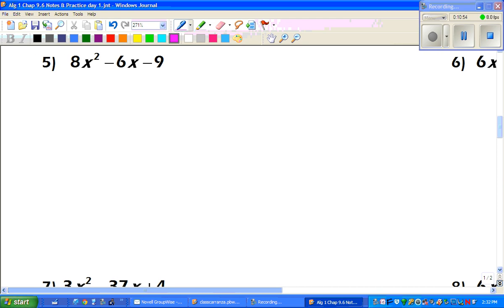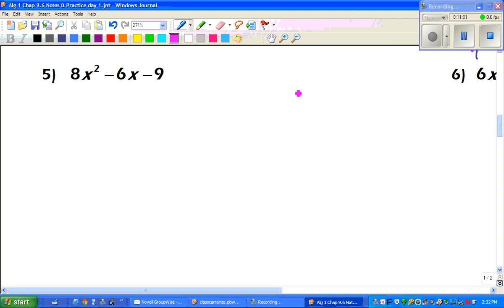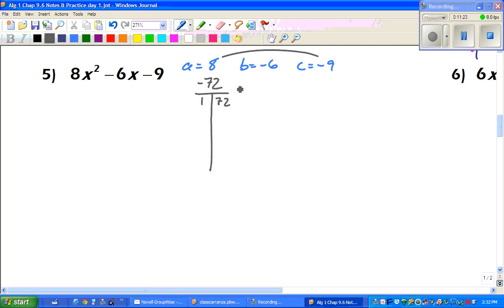Now, for number 5, is there a GCF that we can take out? And that answer is no. So, we know that A is 8, B is negative 6, and C is negative 9. So, we want the factors of 72. 1 and 72. 2 and 36.